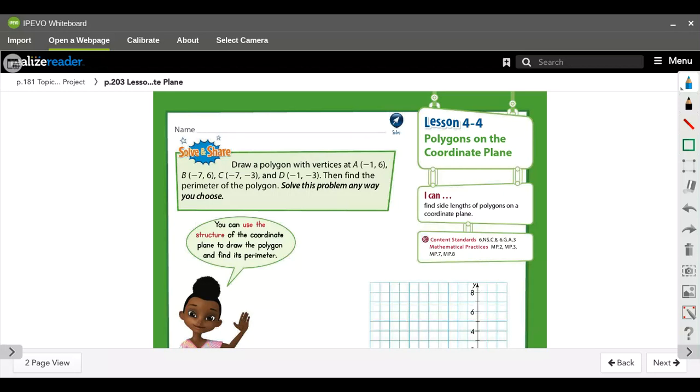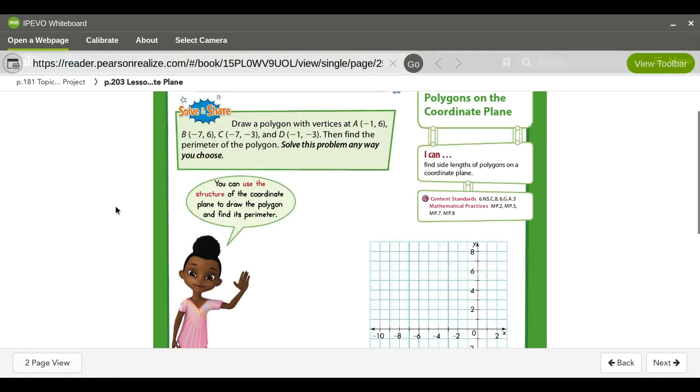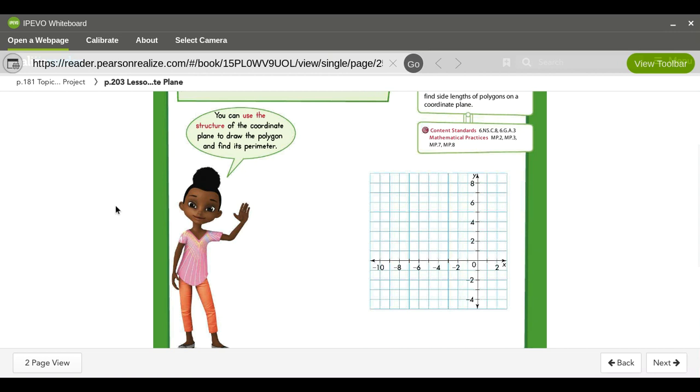So we're going to continue our work with the coordinate plane today, and our learning target is going to be: I can find lengths of a polygon on the coordinate plane by using absolute value. So if you take a look at our solve and share, it says draw a polygon with vertices at A (-1, 6), B (-7, 6), C (-7, -3), and D (-1, -3). Then find the perimeter of the polygon, and solve this problem any way that you choose.